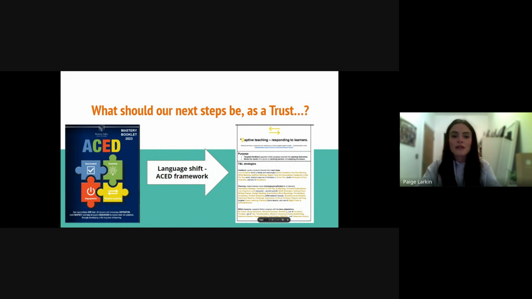And we've gone with a little A and then a big D, so we can keep in the D in the ACE framework. Adaptive teaching, as you can see there in the yellow jigsaw piece puzzle. And you can see a little screenshot of our adaptive teaching page where we always go on with what the purpose of the strand is and then what the strategies are that we can use to adapt our teaching.